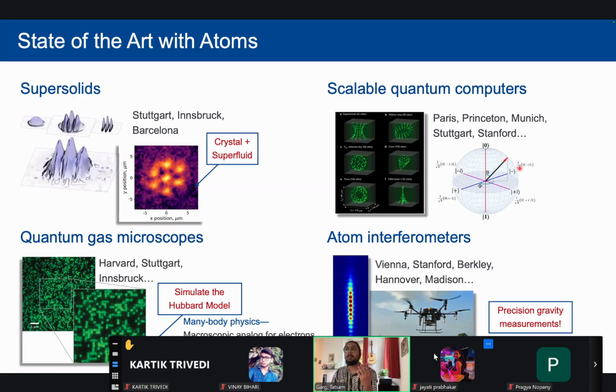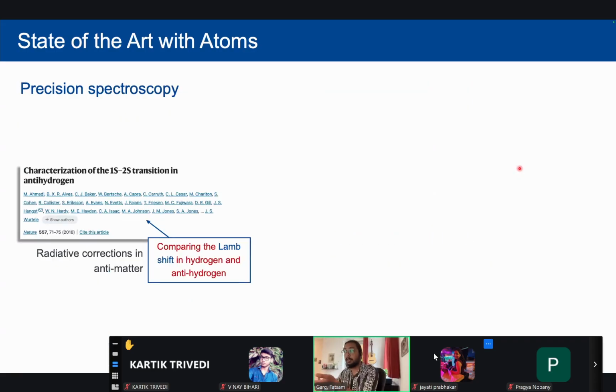Then people are also using the matter wave properties of atoms to do interferometry, and you can do very precise measurements of gravity with this technique.